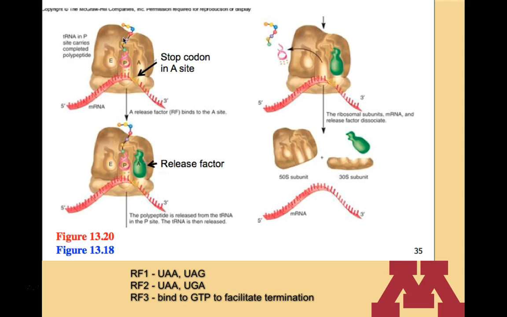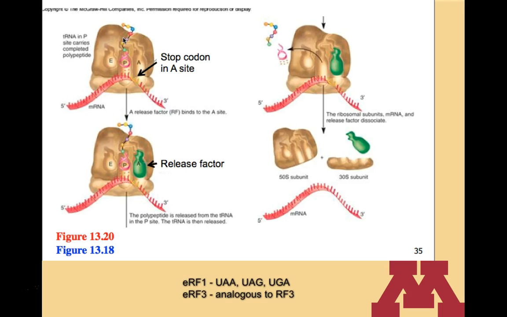And release factor 3 binds to GTP to facilitate termination. Okay, so for the eukaryotes, release factor 1 binds to the stop codons UAA, UAG, and UGA. And the eukaryotic release factor 3 is analogous to the bacterial release factor 3, so they work in the same way. Okay.